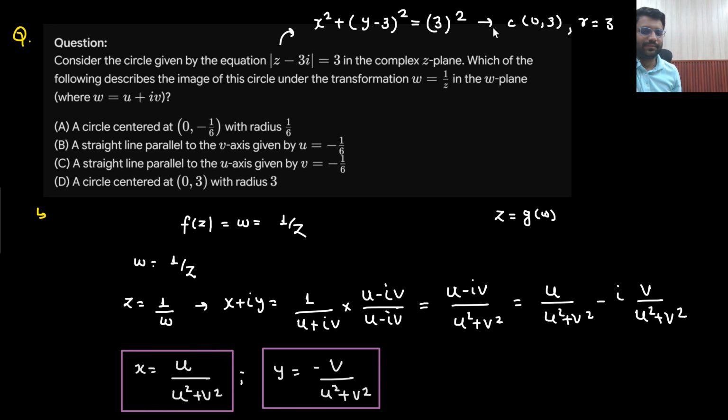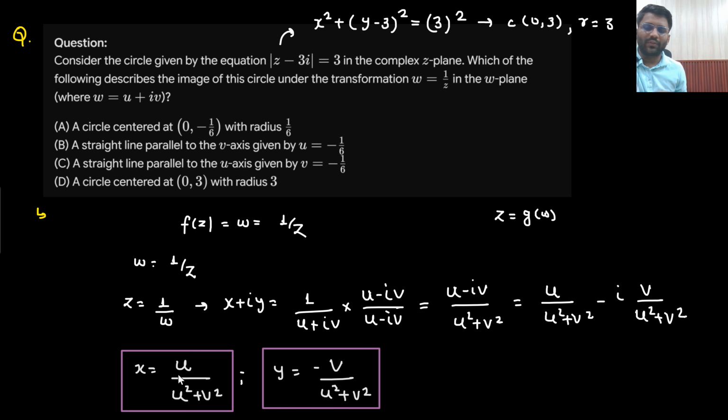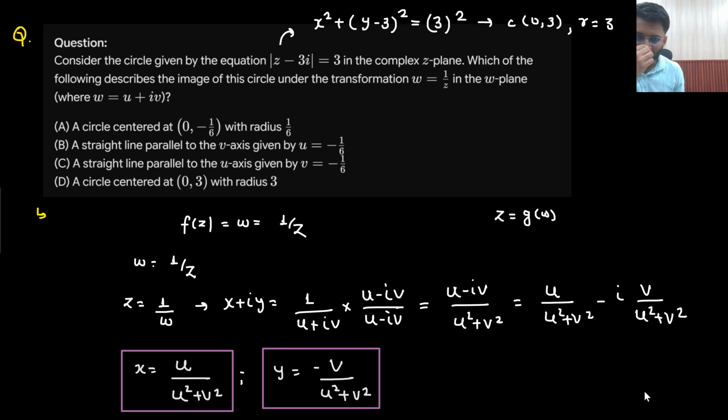This is the scenario. So similarly you do the same thing. The relation that is given is x square plus (y minus 3) whole square equals 3 square. So in place of x you put u upon u square plus v square, whole square, plus in place of y you put minus v upon u square plus v square, minus 3, whole square, will be equal to 3 square.